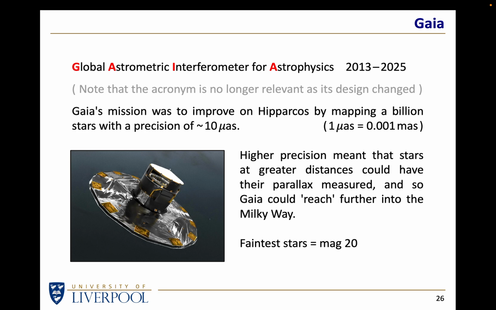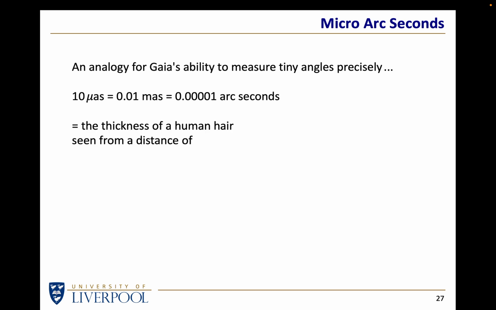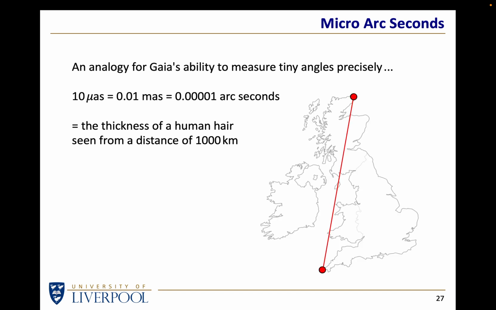Now it's easy to throw these numbers around and say milli-arc seconds, micro-arc seconds, but none of us have got any sort of gut feeling for what that actually means. So let's have a little analogy to make it clear just what a crazy precision we're talking about here. We're talking about 10 micro-arc seconds. When all the data is analysed, it's intended that the final results will be precise to about 10 micro-arc seconds. That's equivalent to the thickness of a human hair seen at a distance of 1,000 kilometres.